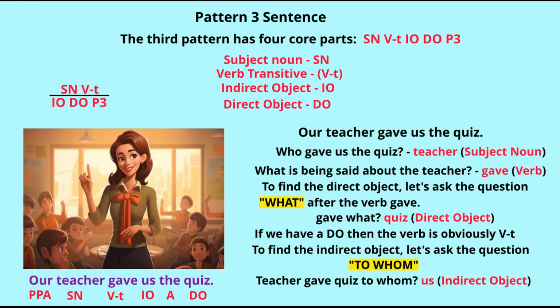So, our will be the possessive pronoun adjective, PPA. Teacher is a subject noun. Gave is the verb transitive. Us is the indirect object. The is an article adjective. And quiz is the direct object. And this is a declarative sentence because it's giving information. And the pattern is subject noun, verb transitive, indirect object, direct object, pattern 3 sentence.